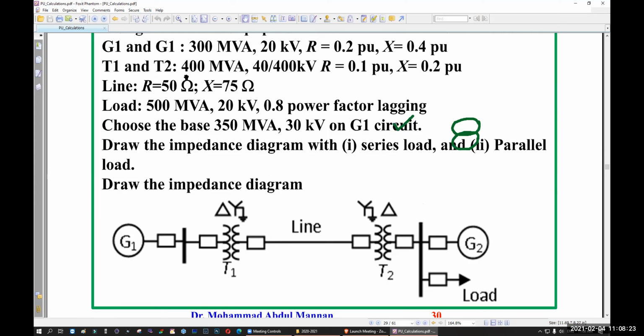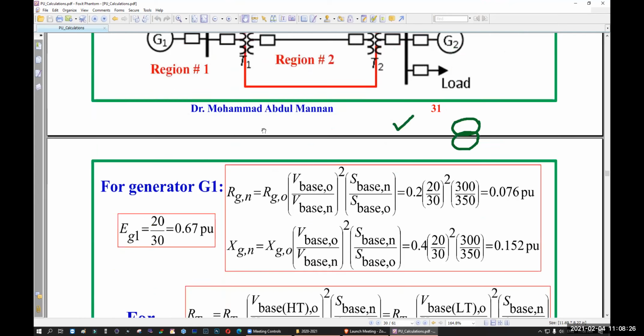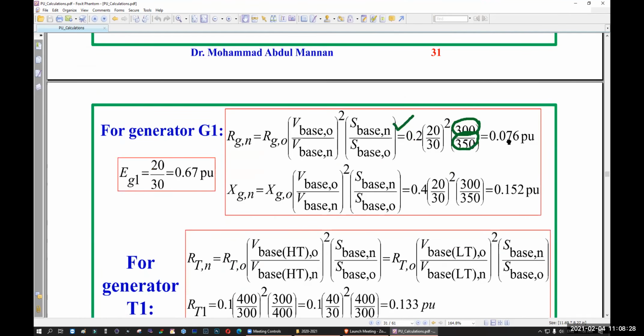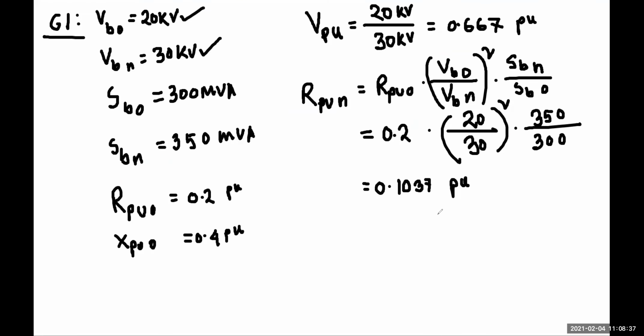Okay, but you know how we got this, right? Yes, sir. We know. Okay. So that was the formula. So let's go to the whiteboard and do this. Okay. Now this one is 0.1037 per unit.